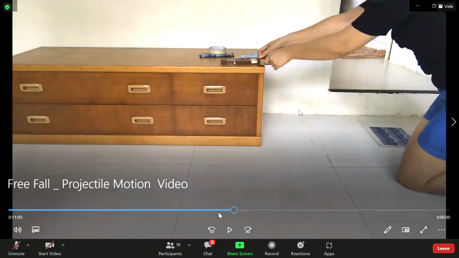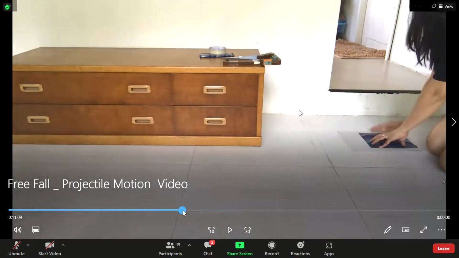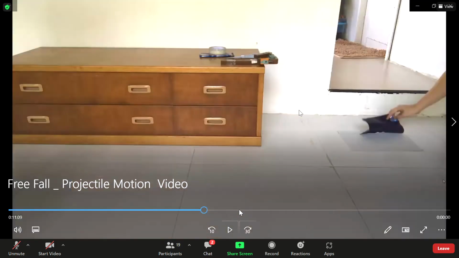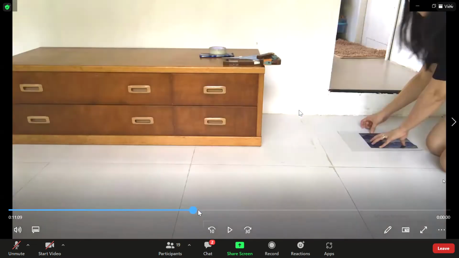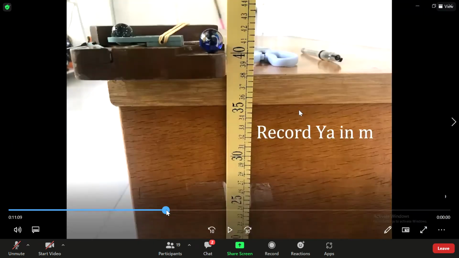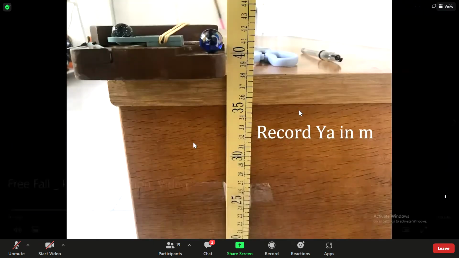Here. Yeah. Wait. No. Is that the centimeter for the height? Okay, this one. Record this one as your YA.